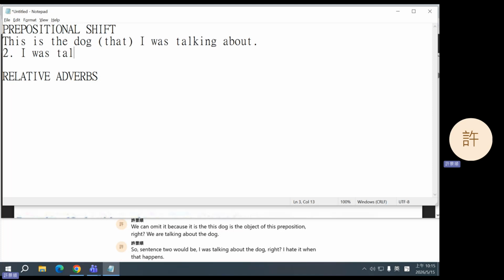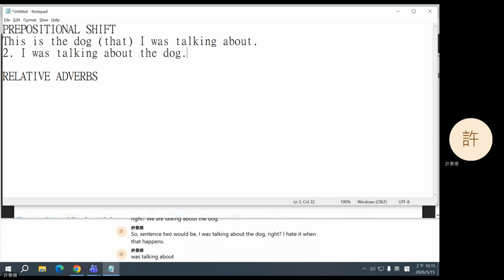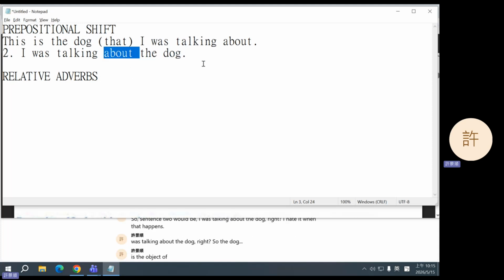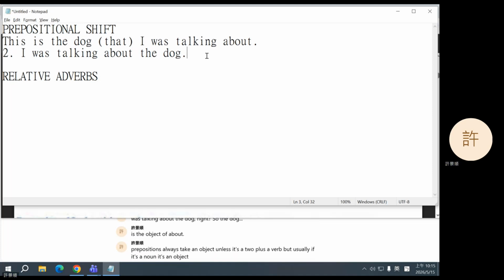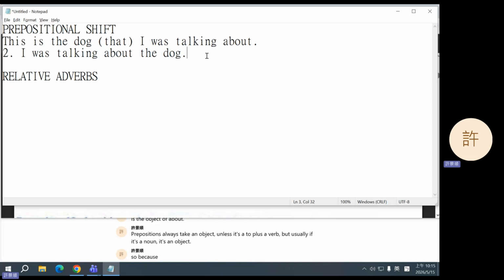I was talking about the dog, right? So the dog is the object of about. Prepositions always take an object, unless it's a to plus a verb. But usually if it's a noun, it's an object. So because it's an object, in the relative clause, we can omit that. Right? We talked about this last week.